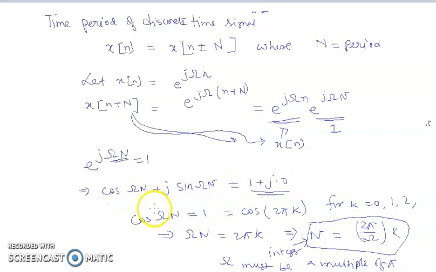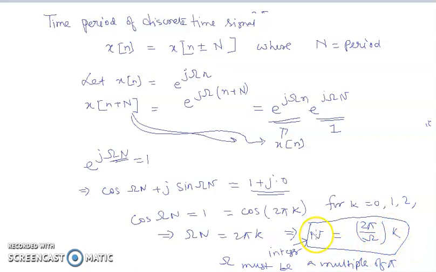So if we take the first part, then cos omega N equal to 1 equal to cos 2 pi k. So we know that cos 0 equal to 1, cos 360 degree equal to 1. So if we take k is equal to 0, 1, then we can get cos 0, cos 360, all these values. So in a general solution, you can write cos 2 pi k here for 1. If we solve this, then we get omega N is equal to 2 pi k. So from here we derive N is equal to 2 pi by omega into k.